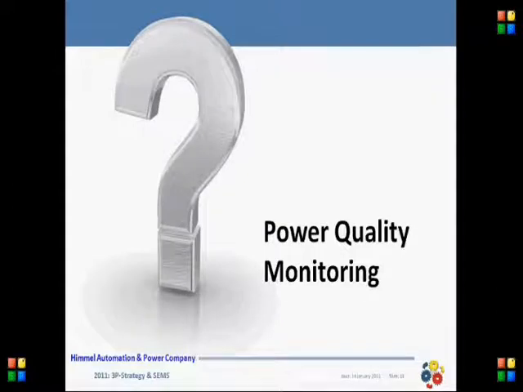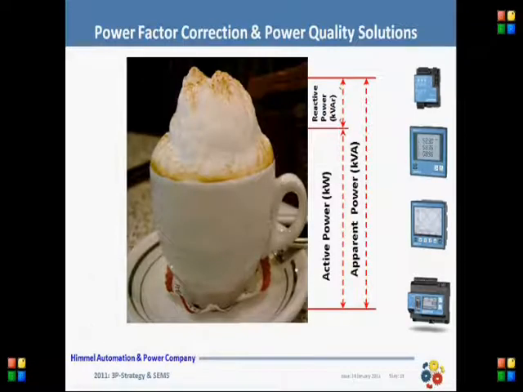Now coming to the power quality. We have the analogy with the coffee cup. If you purchase this coffee cup in a shop, you have the coffee here and this foam here. Exactly in the same manner, the electrical equipments consume their energy. They have the apparent power, meaning this real coffee plus this foam, this is the apparent power, and this we call the active power, and this is the reactive power.